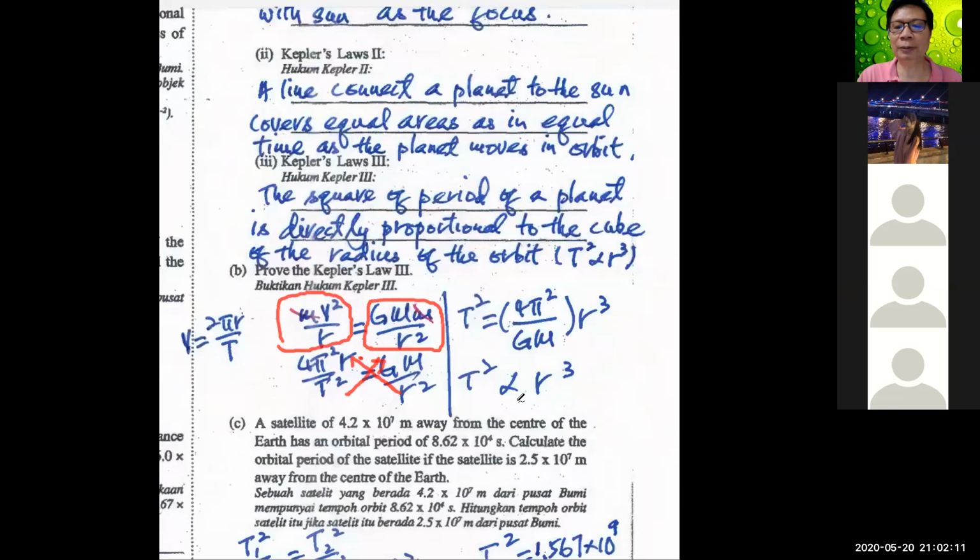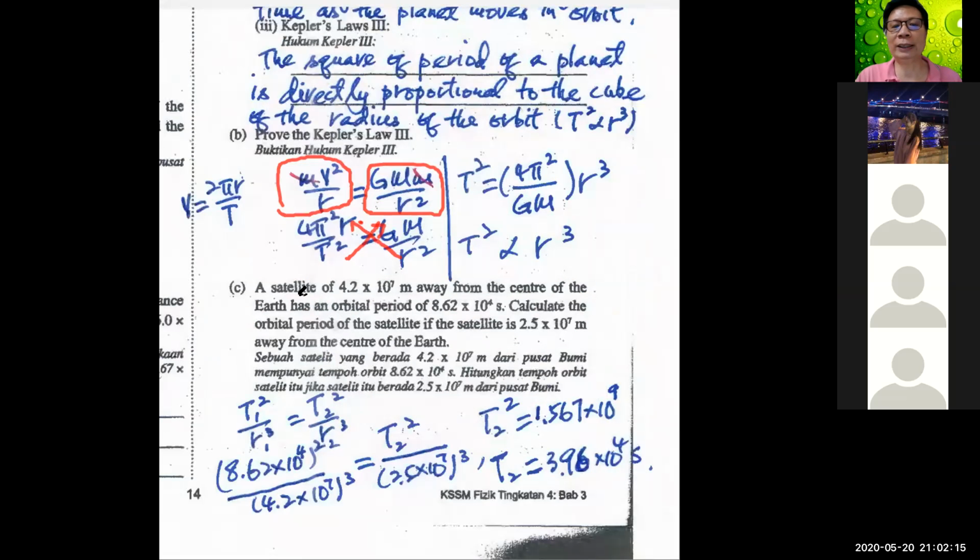Okay, question C. Now look at the third question, C. A satellite is this many meters away from the center of the Earth. Okay, this is a satellite this far from the center of the Earth. The orbital period is this. The moment you look at the question like this, you are given the distance, which is R, and given the period T. Straight away you know it must be Kepler's third law formula, because T square is proportional to R cube. Because they give you the R, the distance, and the period, you must use this formula.